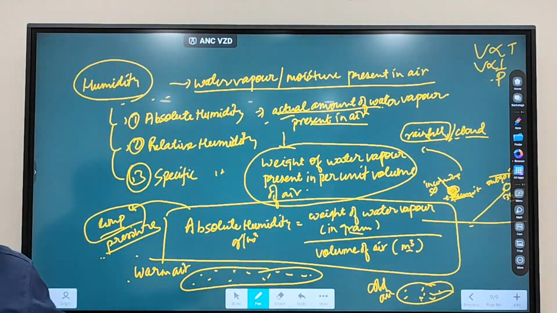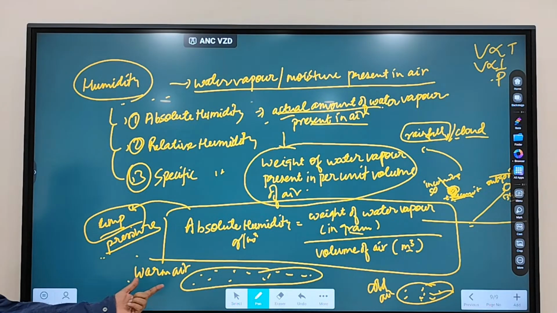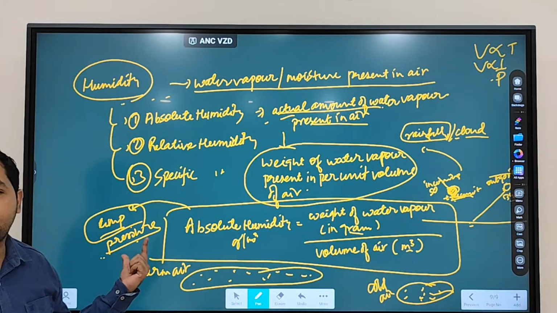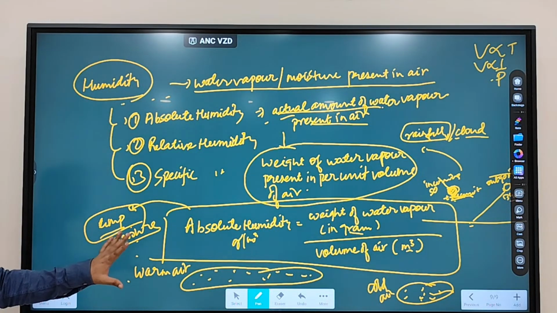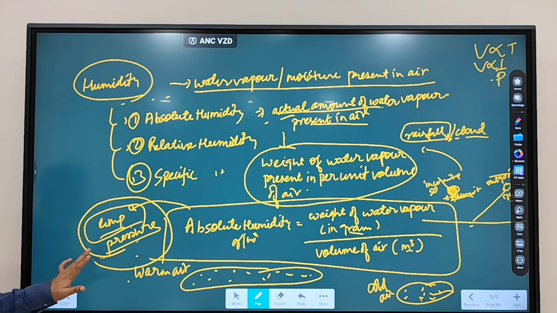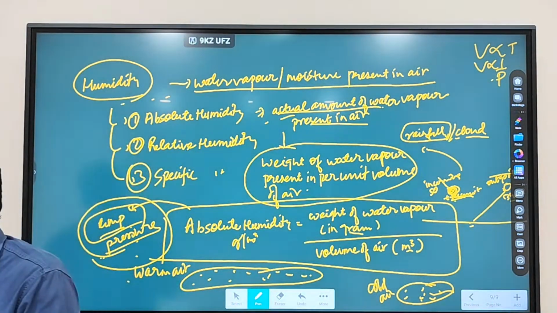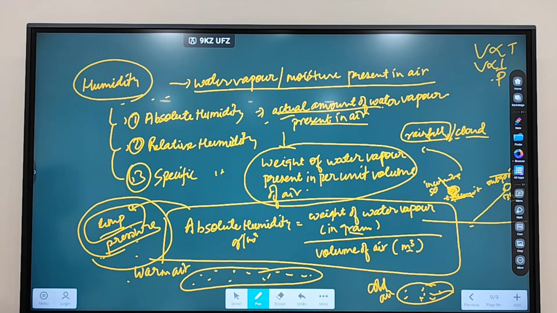Low pressure means expansion. As a result, what will happen? You'll see more amount of water vapor it can hold. So absolute humidity is going to vary with whom? It varies with temperature and pressure. Absolute humidity is not constant. It will vary with temperature as well as pressure. Fine. Any doubt regarding this? So what is absolute humidity? It is the actual amount of water vapor present in the air.